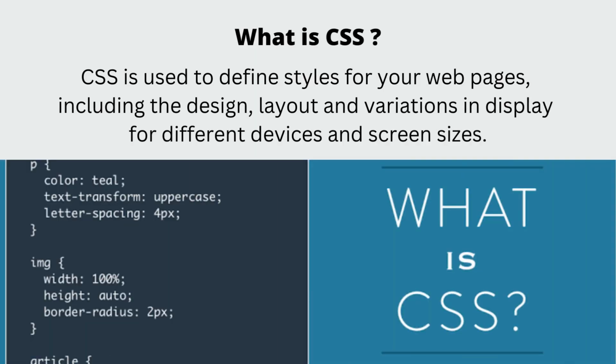Next, coming to the CSS part. CSS stands for Cascading Style Sheets. It is a style sheet language. CSS is used to define styles for your web pages like colors, background colors, font size, alignments, layouts, etc. It makes the content on the website look more decorative and interactive.